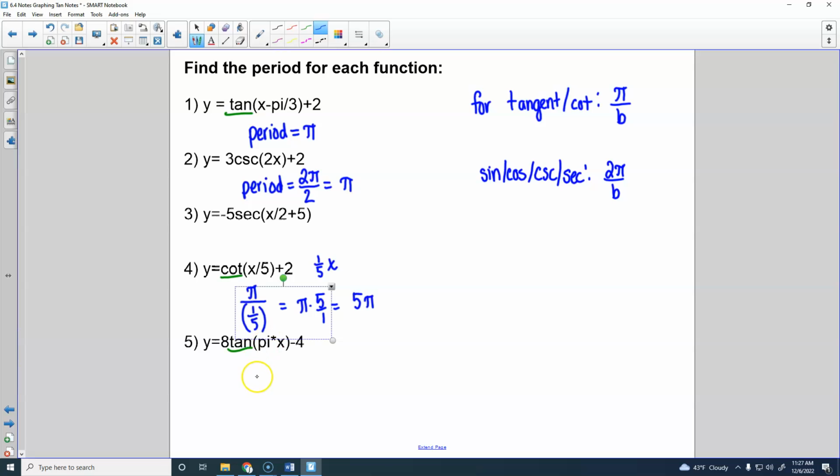All right, you do the same thing because pi is just a number, right? So you take, it's tangent, so we're going to do pi instead of 2 pi, divided by b. The b value is pi here. What is pi divided by pi? 1. So your period would be 1 there. That one's going to be 4 pi if you just want to advance with me.